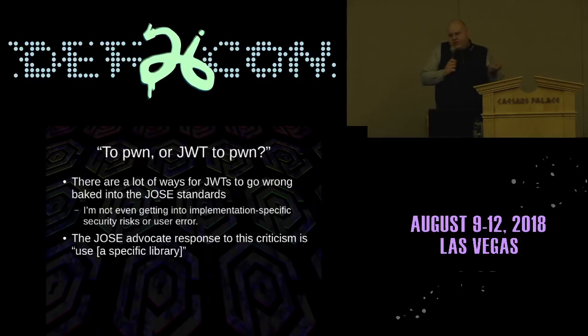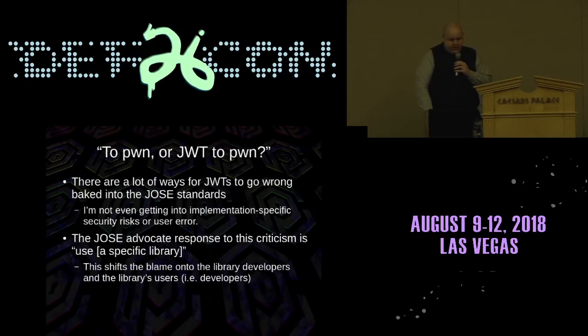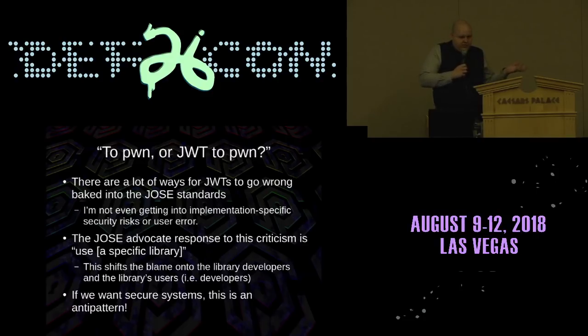Whenever I would raise these criticisms of the standard to the people who design and advocate for JOSE libraries, or JOSE, their response was always, well, you should use one of these libraries. You should use this one. We've vetted this one. Don't use the other one. That doesn't really solve the problem. It shifts the blame from the badly designed standard onto the library's developers and their users, the people who are trying to choose a library. And if we want to build secure systems, this is an anti-pattern. That bears emphasizing. And there's an entire series of anti-patterns at play here.